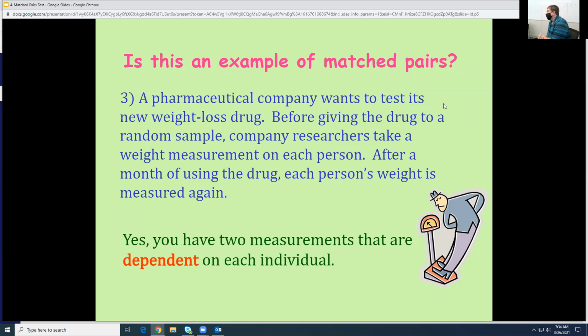Any questions so far? I know it's kind of weird early in the morning, but we're just kind of looking at what would a matched pairs example kind of be.